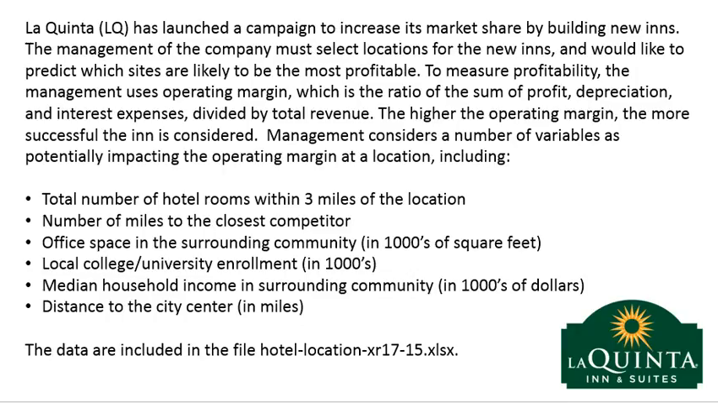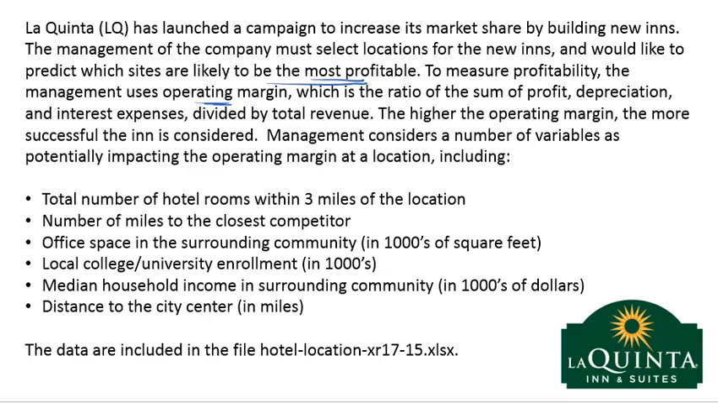What they're trying to do is use regression to determine which site is going to be the most profitable. To do that, they look at a variety of things. The response variable, what they're trying to predict, is something called operating margin, and there's a technical definition of that. The ratio of the sum of profit, depreciation, and interest expenses divided by total revenue, essentially operating margin for the hotel location. The higher the operating margin, the more successful, the more profitable the inn will be.